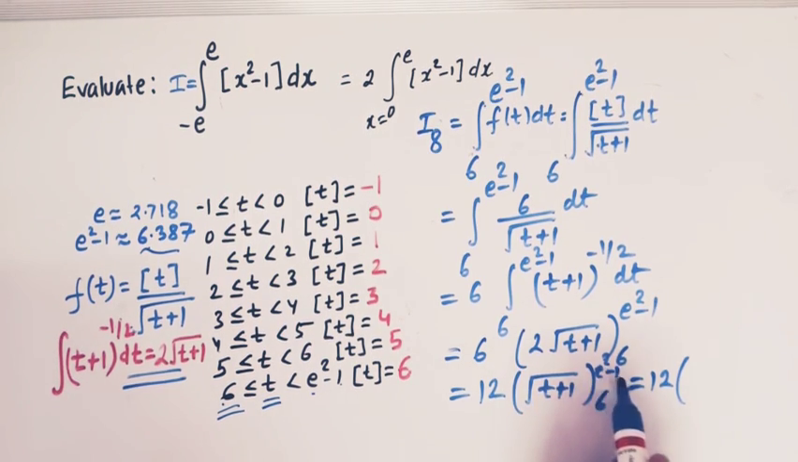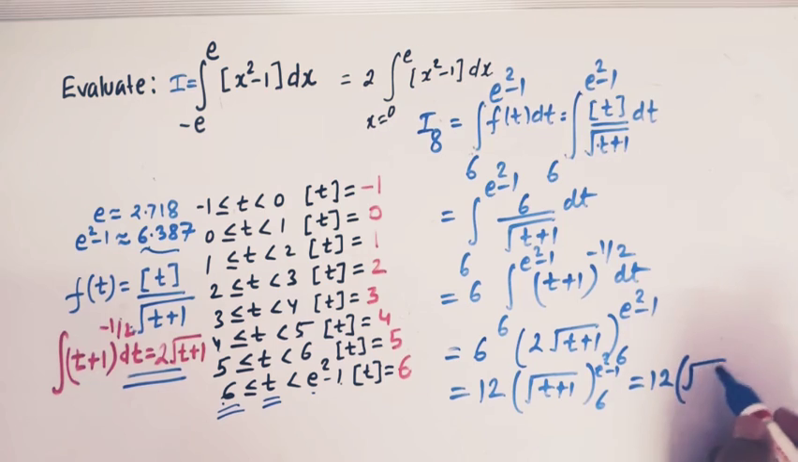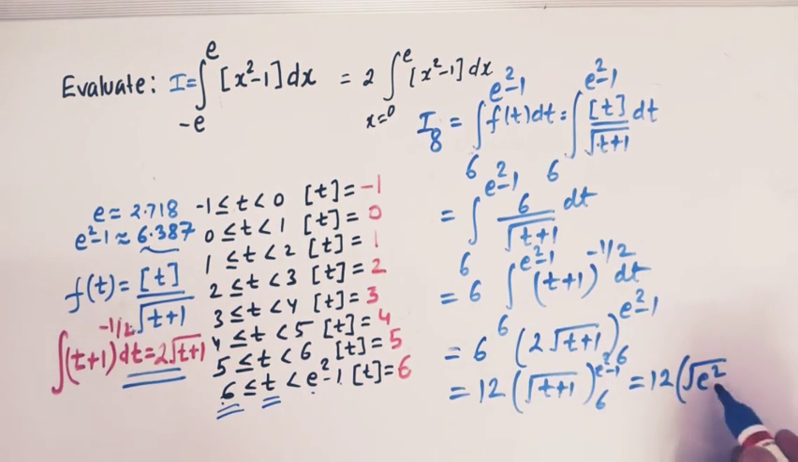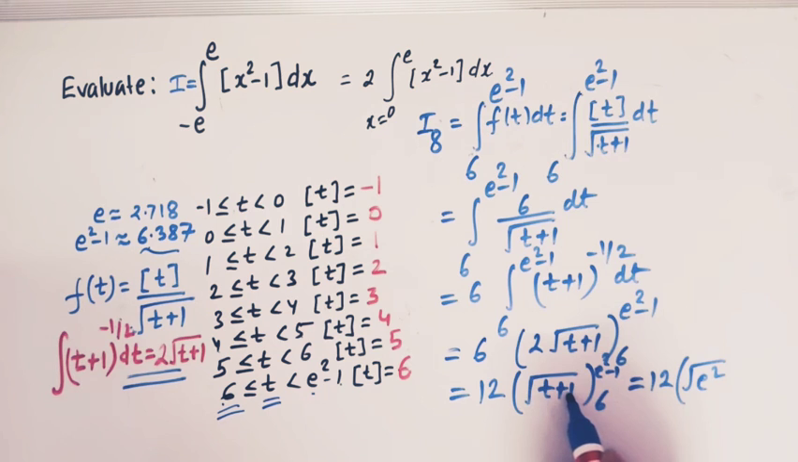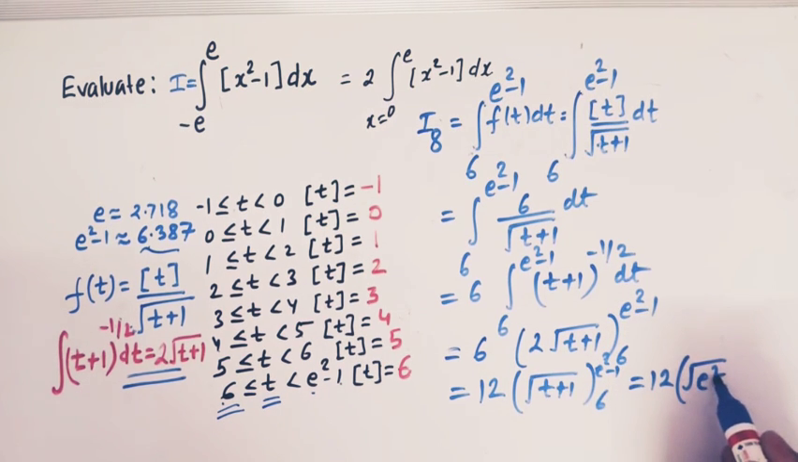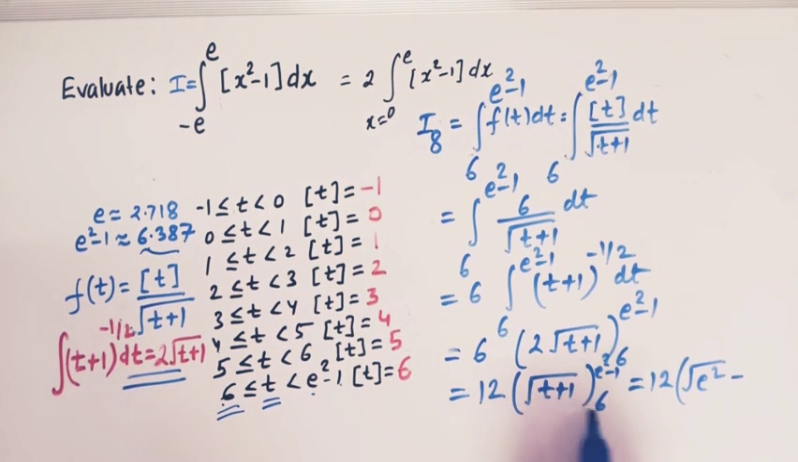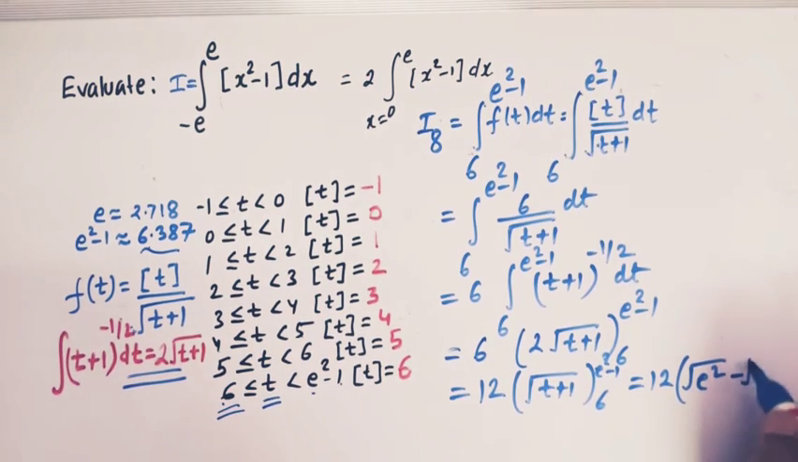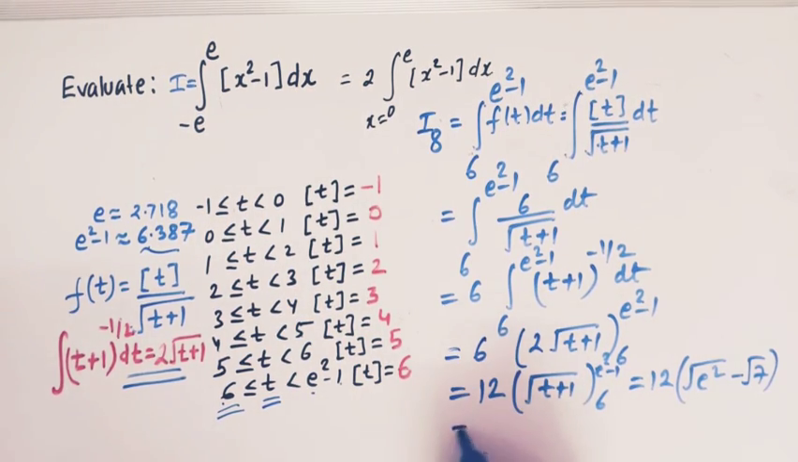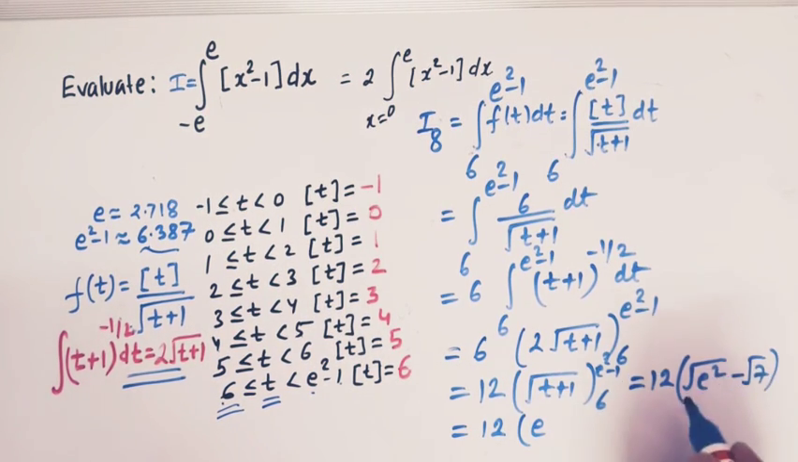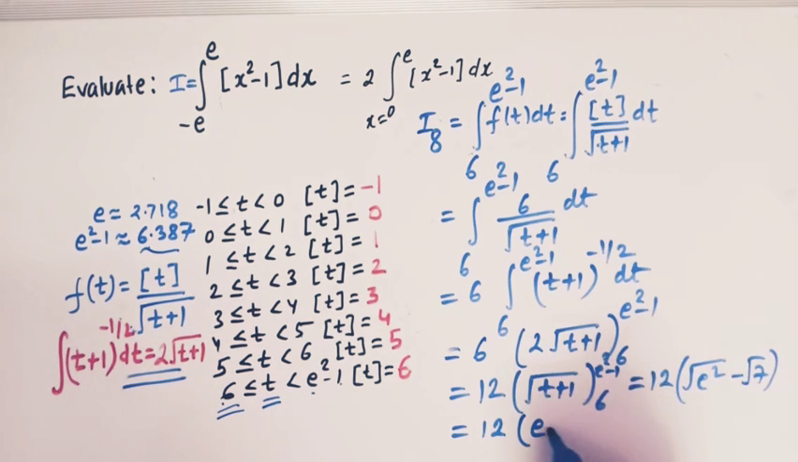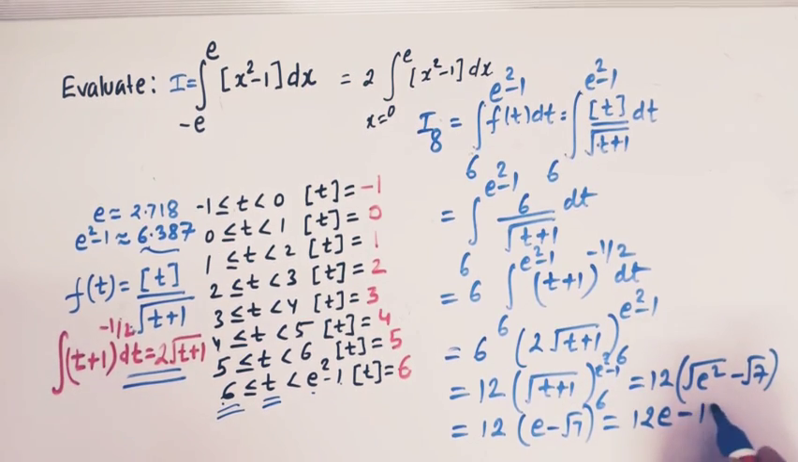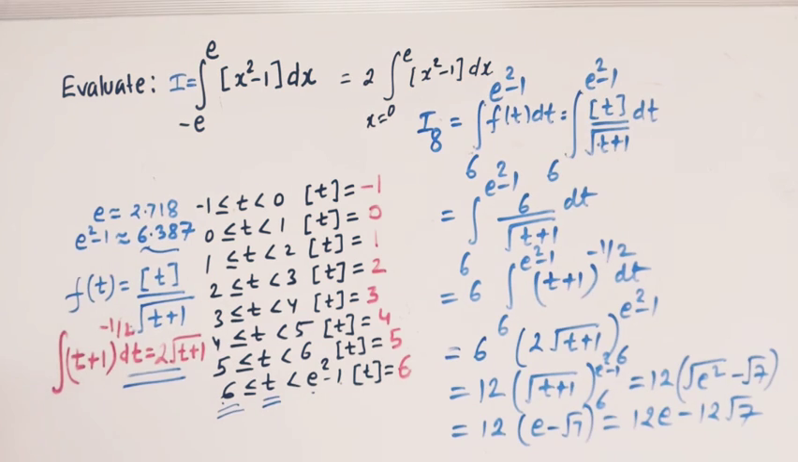So when t is e square minus 1, here we'll have square root of e square, because minus 1 and plus 1 get cancelled, so we are left with the square root of e square, and minus square root of, here we'll have t equal to 6, so 6 plus 1 is 7, so here we'll have a square root of 7, right? So we can now write it as 12 times e. Square root of e square is e, where e is the exponential number, and here we have a square root of 7, and this is 12 times e minus 12 times square root of 7.